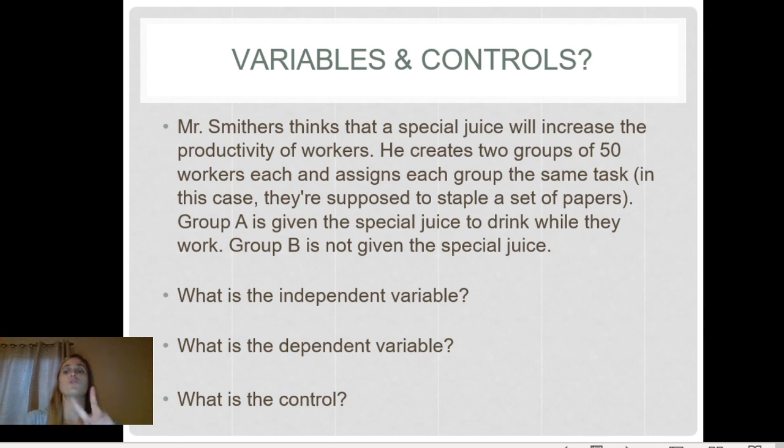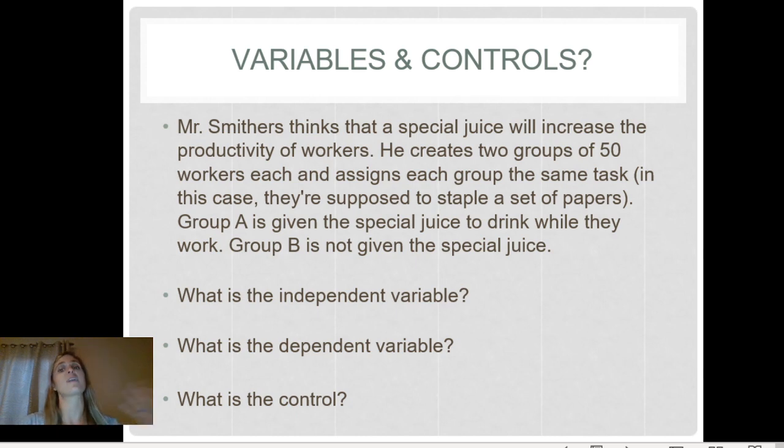He creates 2 groups of 50 workers each and assigns each group the same task. In this case, they're supposed to staple a set of papers. Group A is given special juice to drink while they work, and Group B is not given the special juice. So Mr. Smithers gives a group of people, Group A, a special juice that he thinks is going to increase their productivity, basically make them able to work better, work faster.